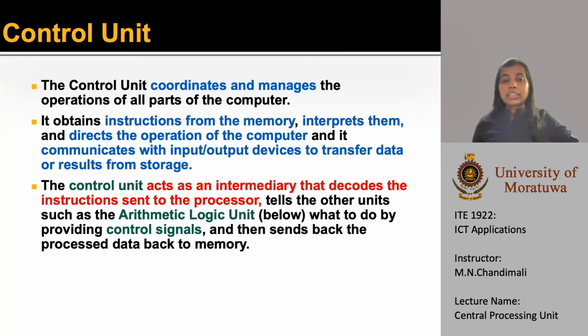So we can say the control unit acts as an intermediary that decodes the instructions sent to the processor by the user with the input devices and tells the other units of the CPU, such as the arithmetic logic unit, what to do according to the given instructions by sending control signals. After the data processing, it sends the processed data back to memory for storage.